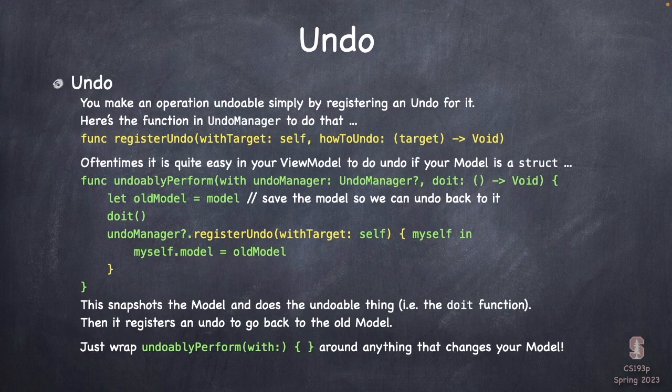So these four lines of code inside here will make anything you do inside of a view model whose model is a struct undoable. Now, all you have to do then is wrap undoably perform around all the things inside your intent functions. So you just go to every one of your intent functions and say undoably perform, wrap that around it.